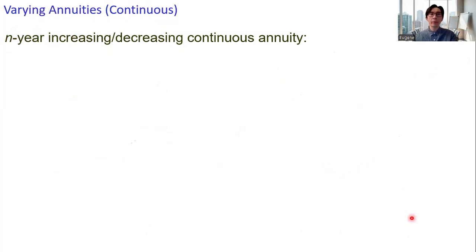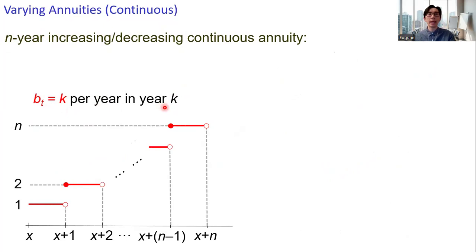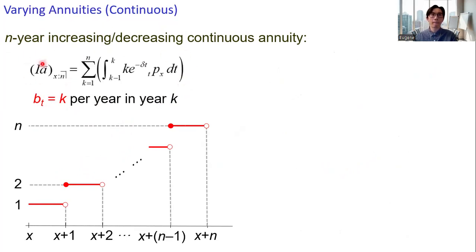For the n-year temporary increasing or decreasing continuous annuity, if the payment rate is a constant k per year in year k, that is the annually increasing n-year continuous annuity. So we have this payment pattern. The actuarial present value is given by this.